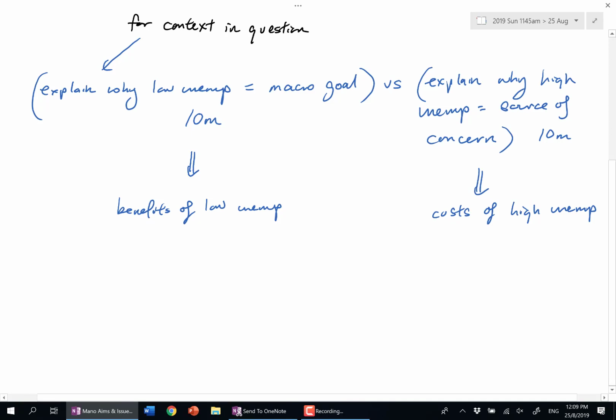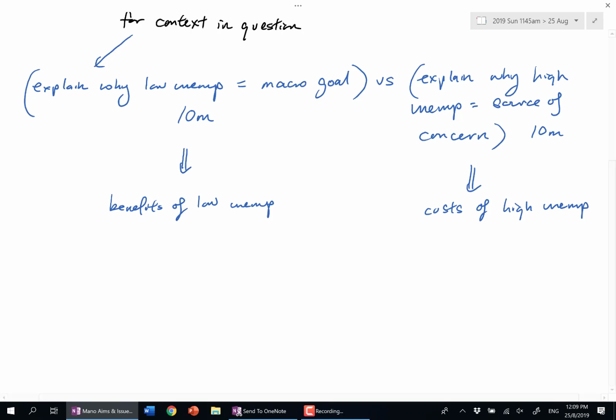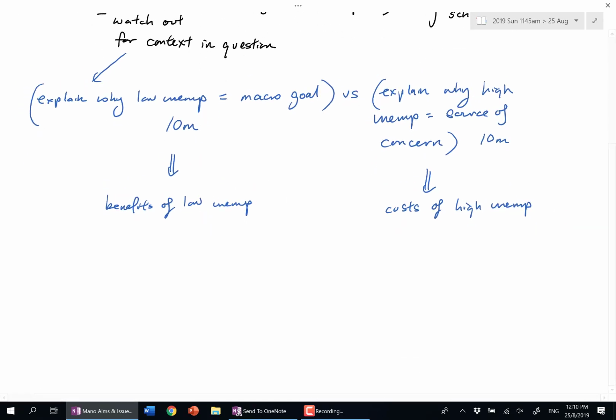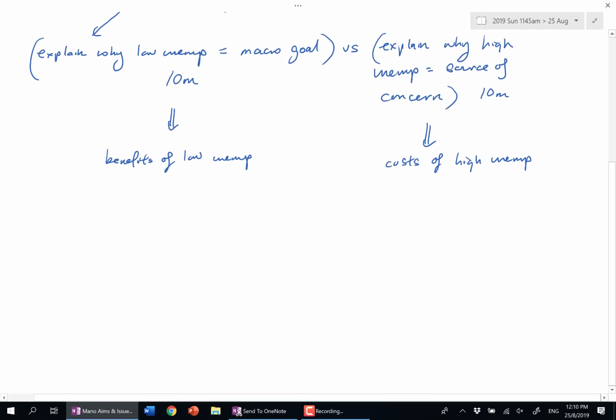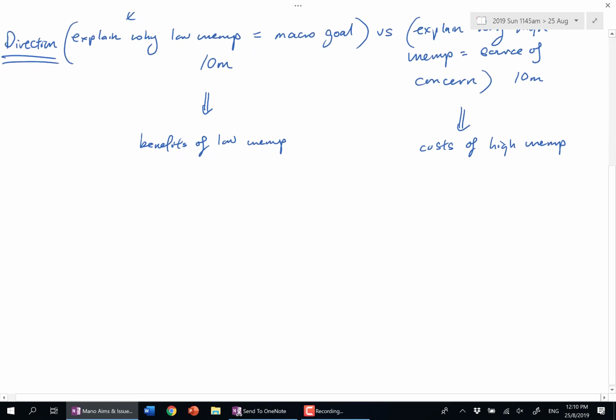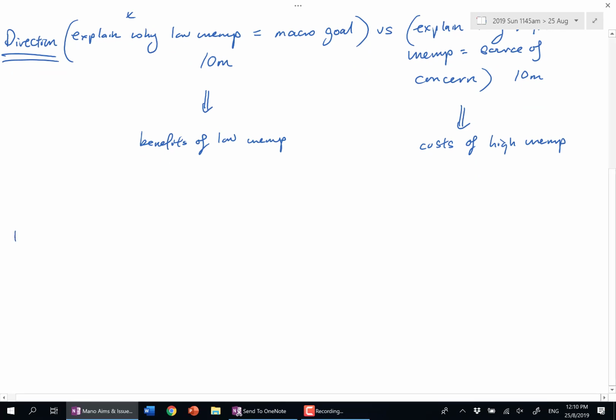So when you study the notes, let's say you're reading a section called Benefits of Economic Growth, then you need to ask yourself, if it's about the costs of a recession, are you able to flip the points around? And so the context here is about direction. The direction can change.